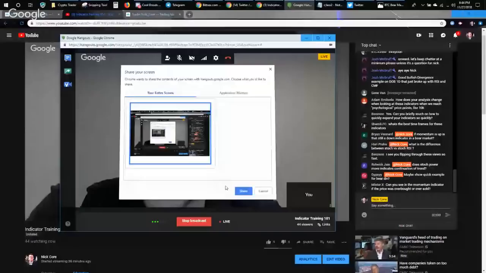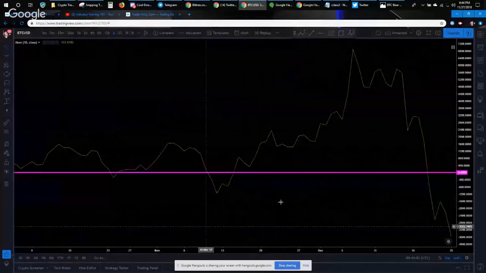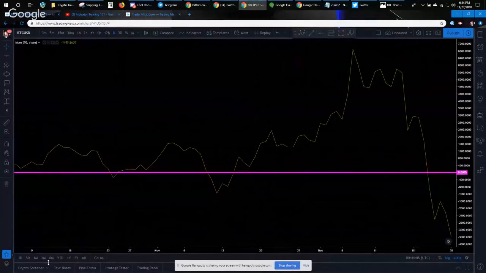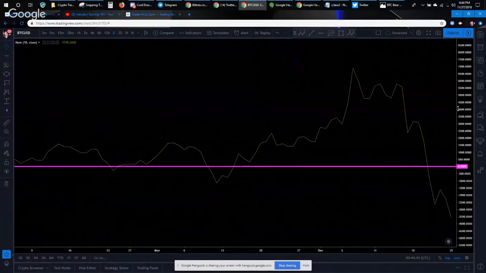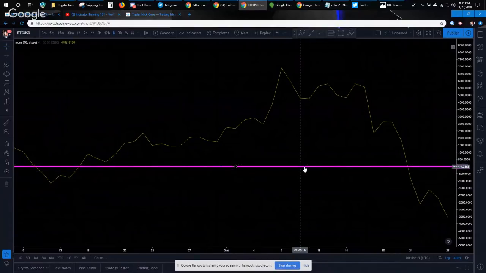Gypsy asked, maybe show a quick example for a bear div. Sure thing. We'll do that real fast. And Mr. X, can you see in the momentum indicator if the price was overbought or oversold? Nope. As I mentioned before, okay, that's enough questions on that, guys. I think I covered them, but let me answer those last two. The momentum indicator does not have overbought and oversold levels like the RSI and the stochastic. Theoretically, it could continue to go forever based on the trend. It does not have overbought and oversold levels, just an equilibrium of the market, which is 0.